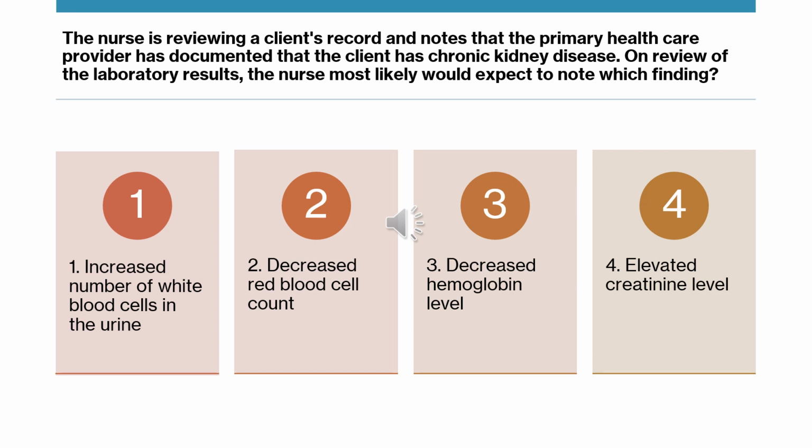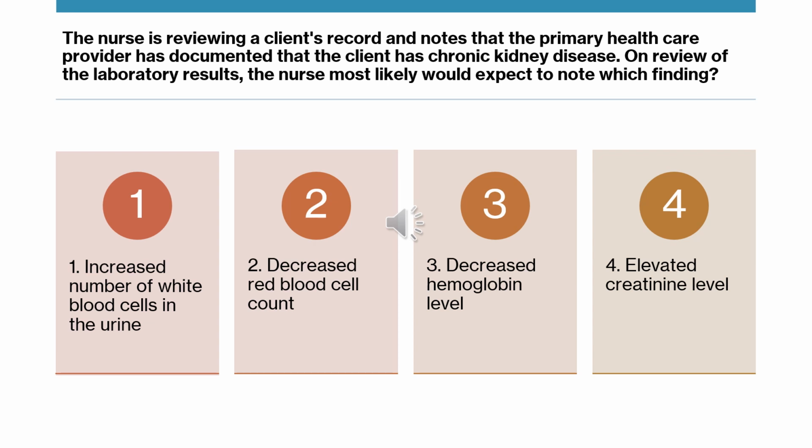Okay, so let's look at this week's question. The nurse is reviewing a client's record and notes that the primary health care provider has documented that the client has chronic kidney disease. On review of the laboratory results, the nurse most likely would expect to know which finding? You have 1, increased number of white blood cells in the urine, 2, decreased red blood cell count, 3, decreased hemoglobin level, or 4, elevated creatinine level.